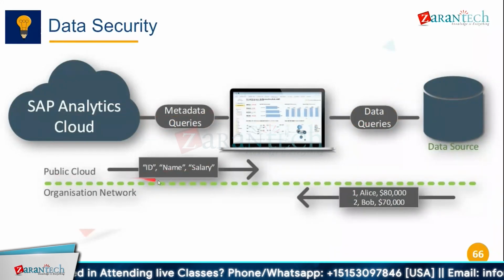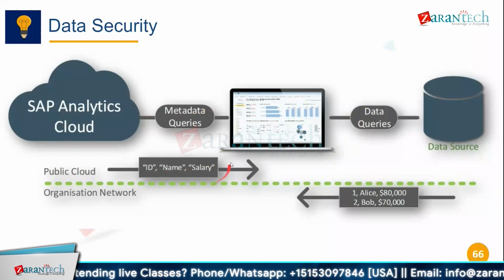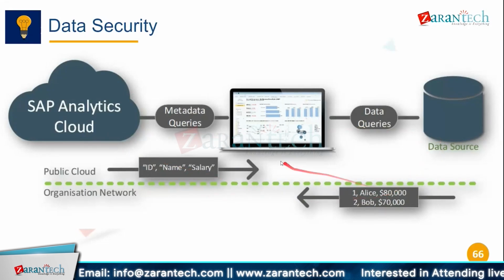So from the public cloud, it only sends the metadata for a live connection. So metadata is the name of the dimensions: ID, name, and salary. Once you trigger these metadata queries, the system will send the data queries. If you see, ID is 1, name is Alice, salary is $80,000, something like that. So this is how the flow happens.